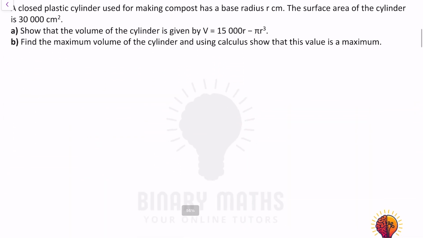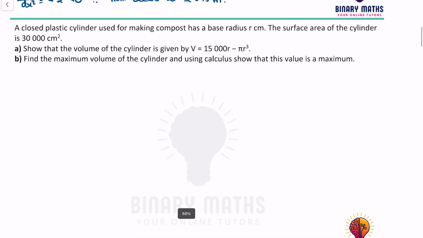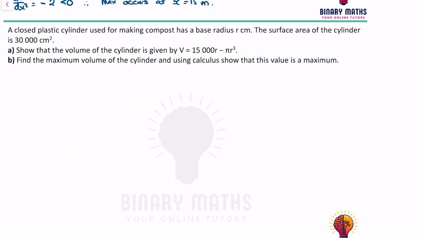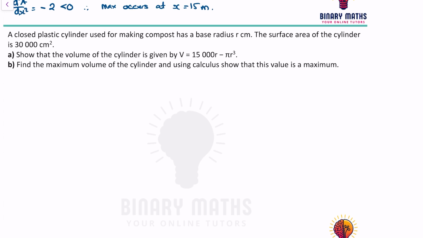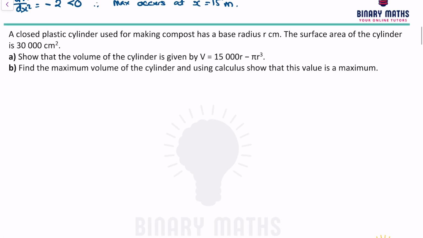Okay, next example. A closed plastic cylinder used for making compost has a base radius r. So a cylinder. I draw my cylinder out like this, it is closed, so we have the top and the bottom. The surface area of the cylinder is 30,000 centimeters squared. So A, first thing I know is surface area is 30,000.